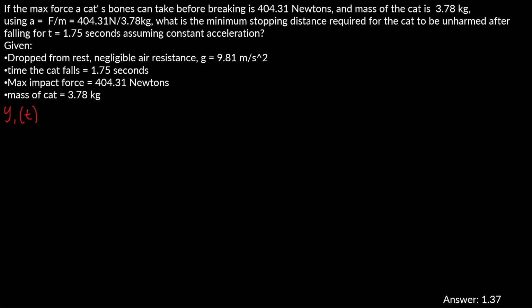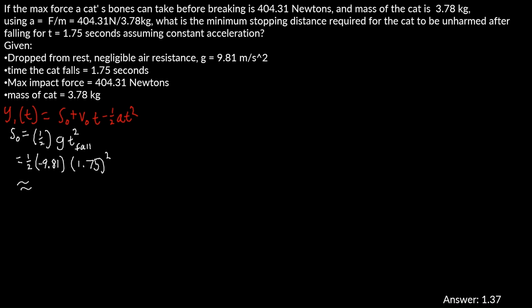We want to set up two position functions, one for before the fall and one for after. We'll call the first one y sub 1, and it follows the basic physics equation for position: initial position plus initial velocity times time minus 1/2 a t squared. We want to find the initial height. We can rearrange and plug in acceleration, negative 9.81 for gravity, and 1.75 for time, to find its initial height was 15.02 meters.